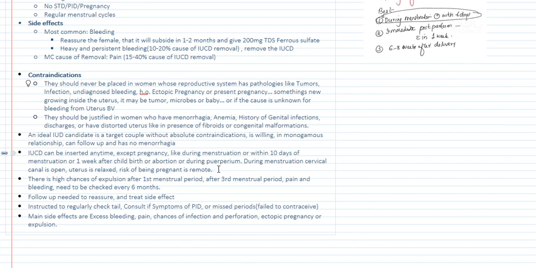And relatively, this should be avoided in women who have amenorrhea, anemia, history of genital infection, discharge, and have a deformed uterus like in fibroids or malformations. So, ideal candidate is monogamous, has one child, has no contraindications, and can follow up. So it can be inserted anytime except pregnancy. Okay, like during menstruation or within 10 days of menstruation, or 1 week after childbirth, or abortion, or during puerperium.